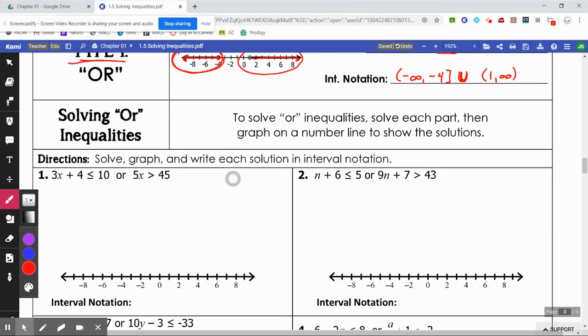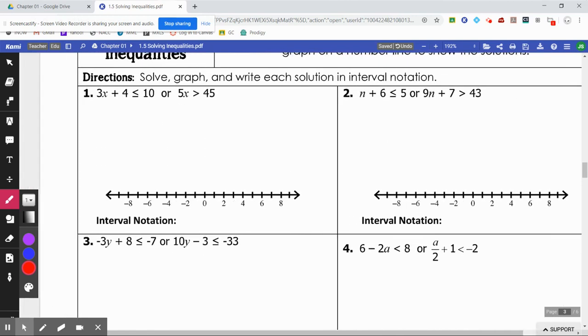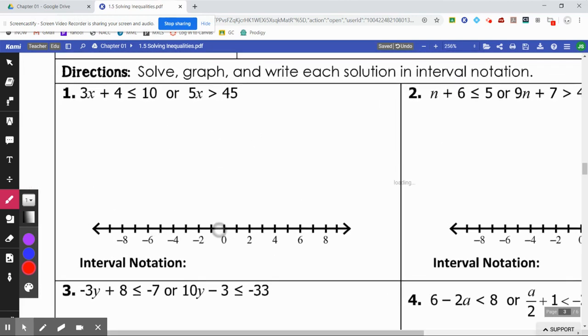Now to solve or inequalities, we're going to use the same principles we used in the last lesson. To solve an or inequality, solve each part. We're going to have two or more inequalities to solve. Then we're going to graph on a number line to show the solutions. Okay, let's solve some or inequalities.